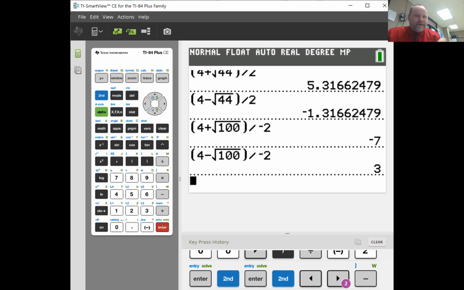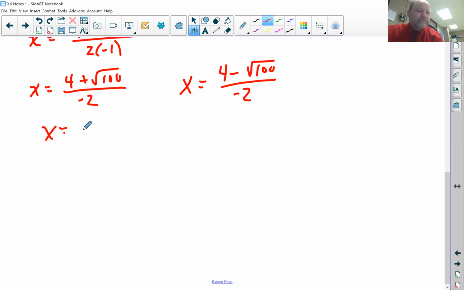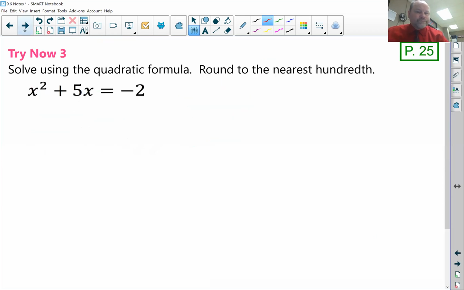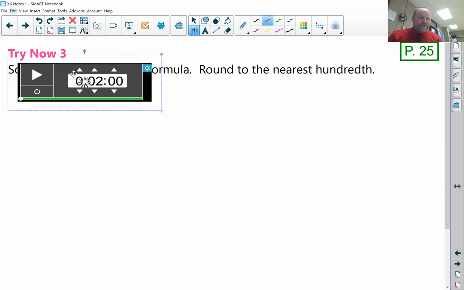Whenever you get integer values, more than likely the equation itself could have been factored. So there are my two solutions. Go ahead and try this one. And again, we'll come back and take a look at the answers here in a moment.